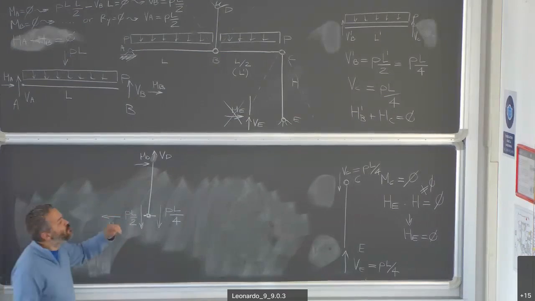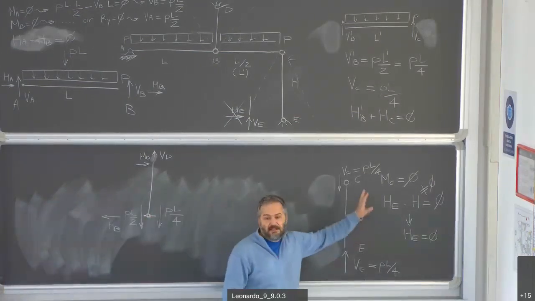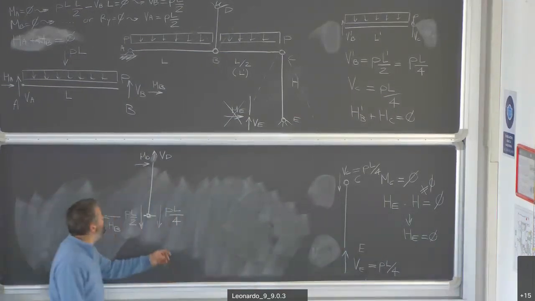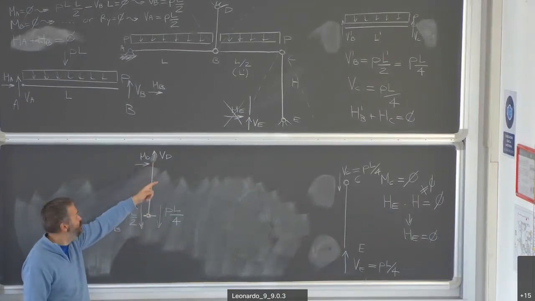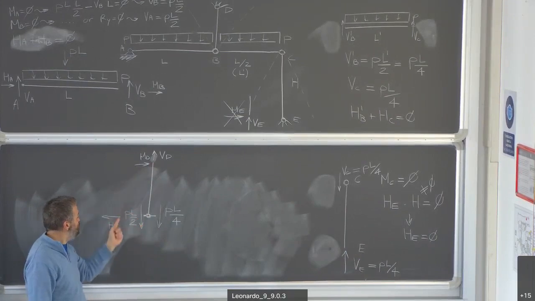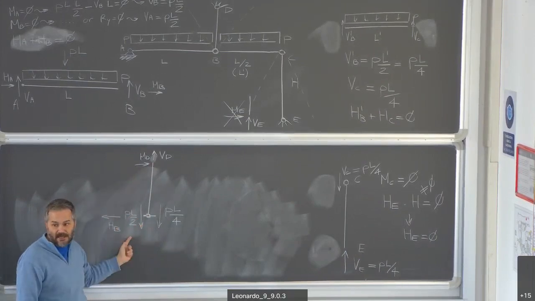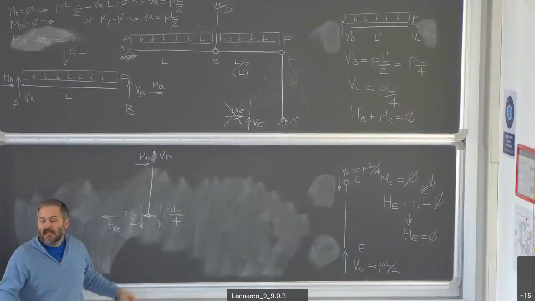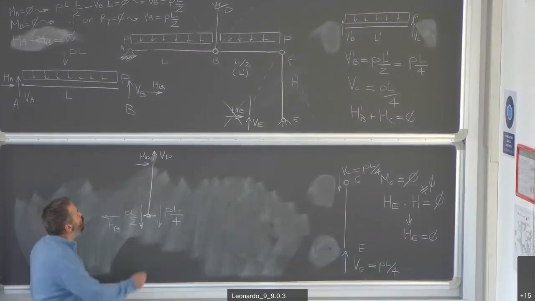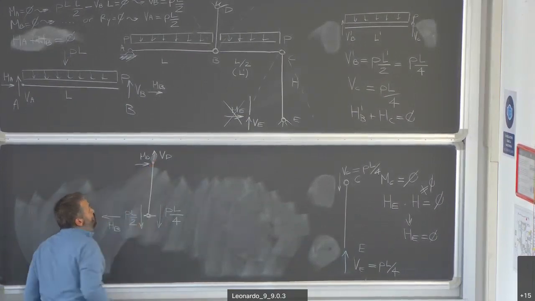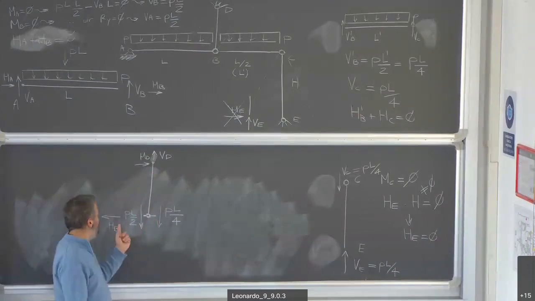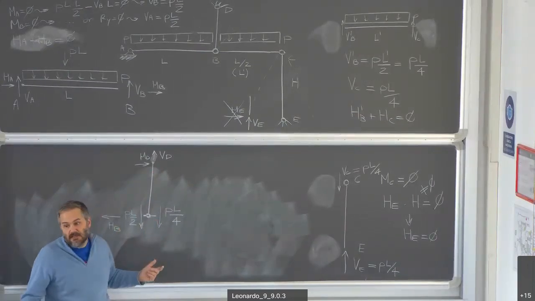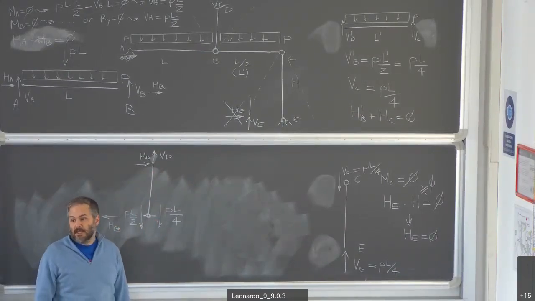Now, I could repeat exactly what I said here. Since this is hinge and hinge, the two horizontal forces acting at the extremity have to be 0. If you're not convinced about it, write the rotation equilibrium equation about point D. No force will contribute other than HB, which then has to be equal to 0. Okay?